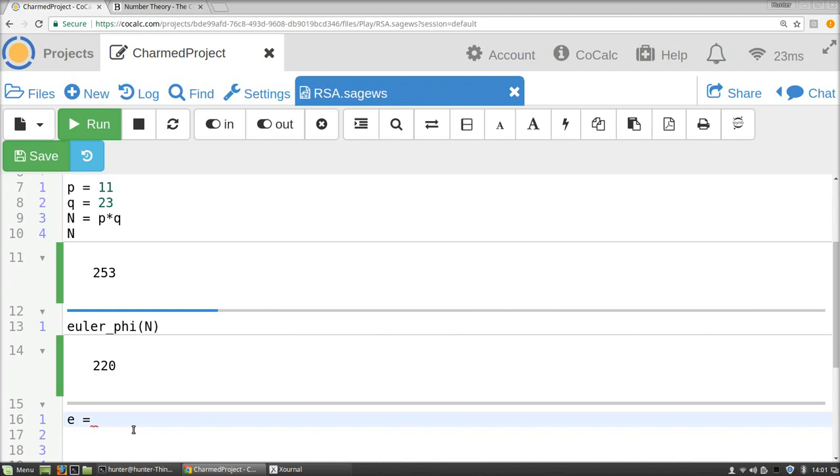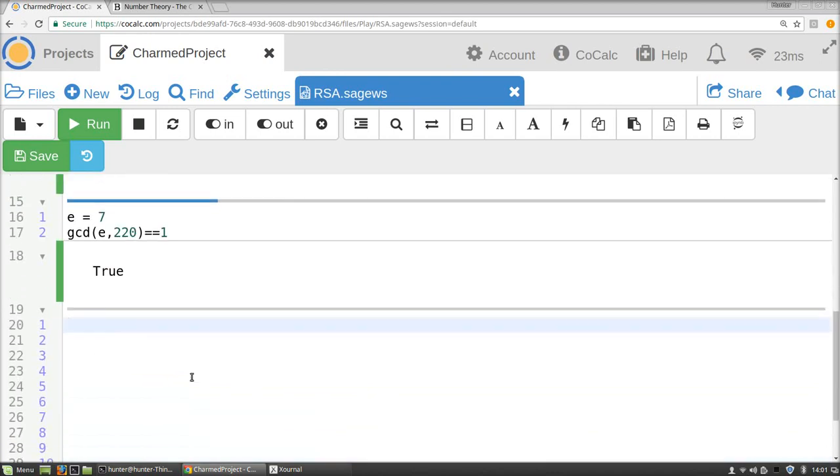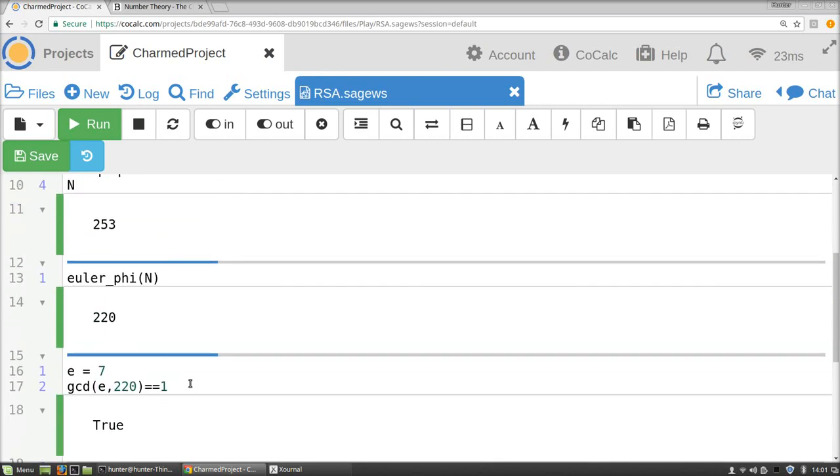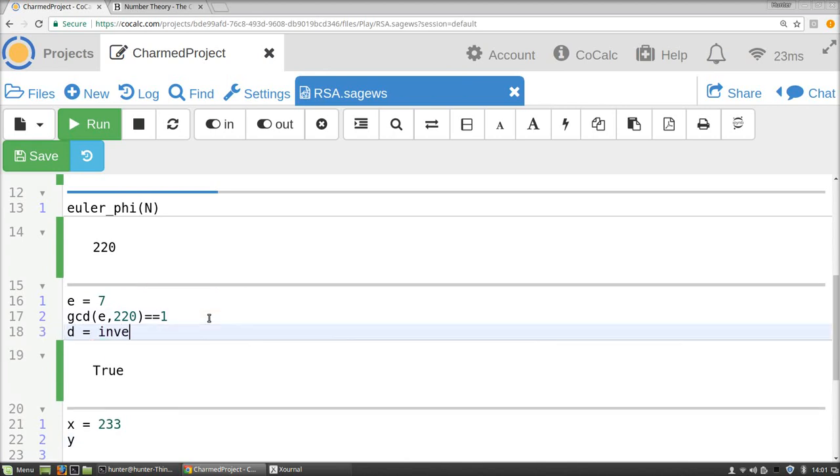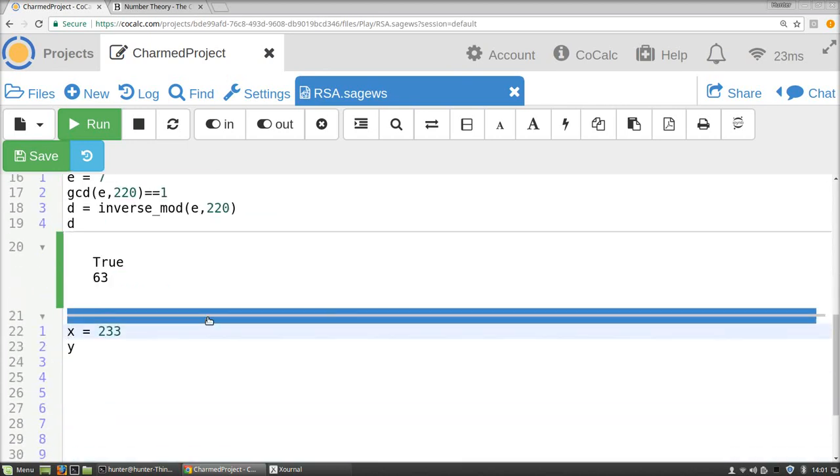So let's make E 7, and let's just verify that the GCD of E and 220 is 1. Okay, so that E will be good. Now let's pick an element X. So X will be equal to something mod 253. So let's say that it's 233. And then we have to figure out D now too. So D is the inverse of E mod 220. And so what is D? D turns out to be 63.